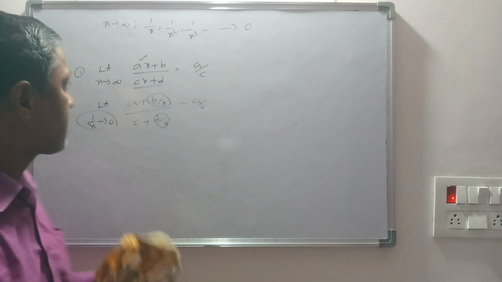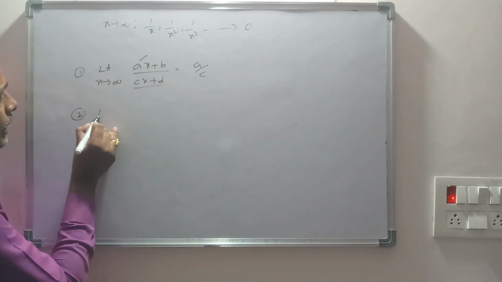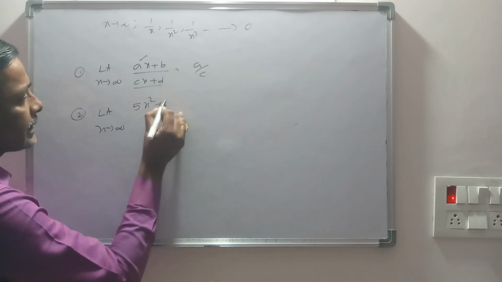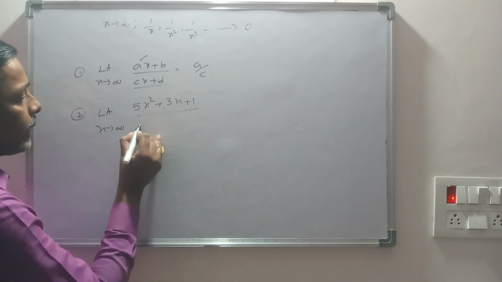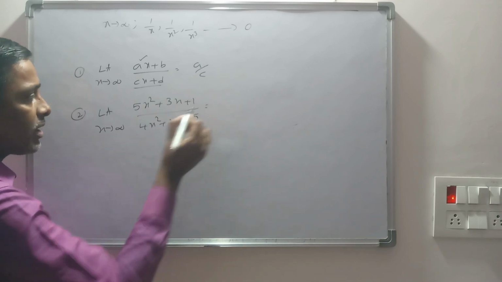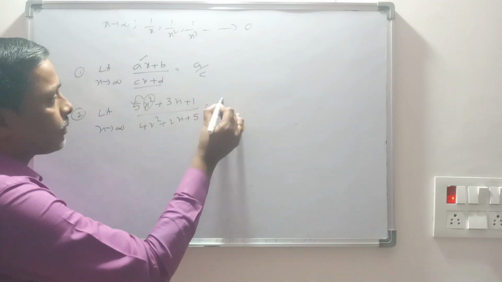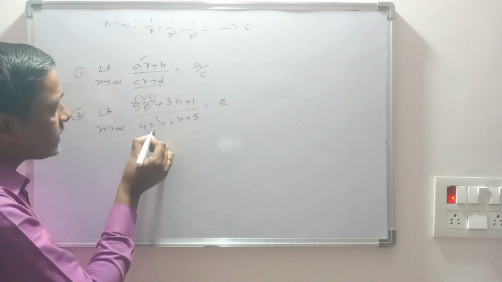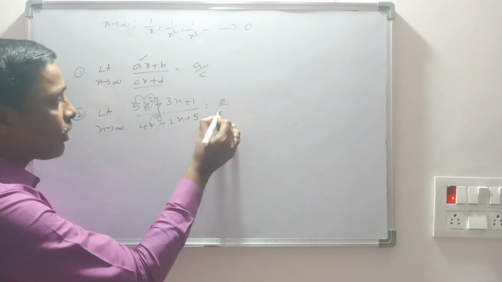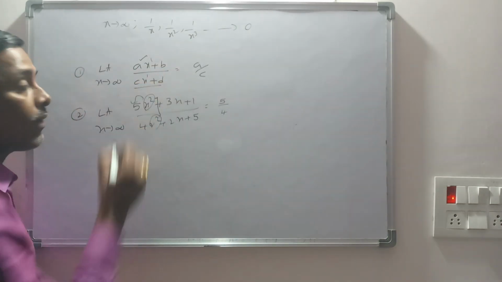Some more examples. Second one, limit x tends to infinity, 5x square plus 3x plus 1 by 4x square plus 2x plus 5. What is the answer? What is the highest degree of the numerator? x square. What is the coefficient? 5. In the denominator the degrees are equal, x square. What is the coefficient? 4. What is the answer? 5 by 4. Both degrees are equal.